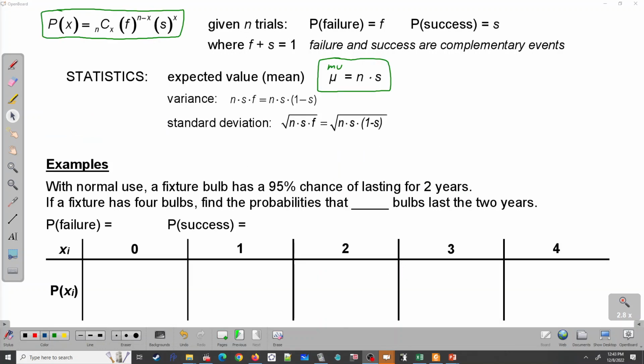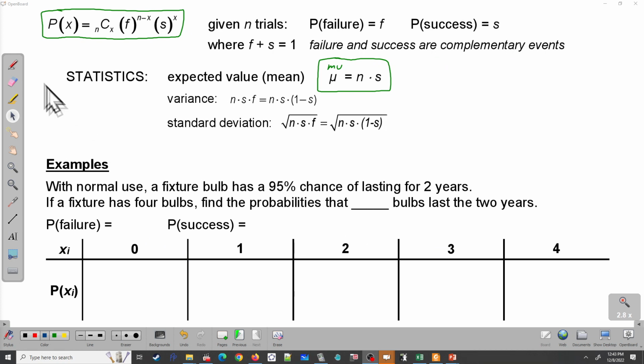Let's take a deep dive into a binomial experiment with the following example. With normal use, a fixture bulb has a 95% chance of lasting for 2 years. So 19 out of every 20 bulbs, I'm expecting that they will work all 2 years. Now let's say I have a light fixture and it has 4 bulbs. What's the probability that blank bulbs last the 2 years?